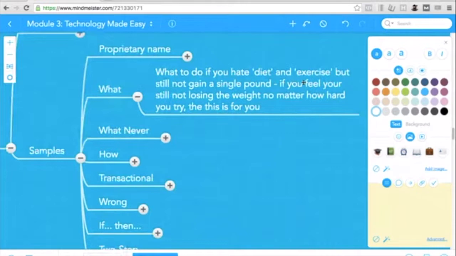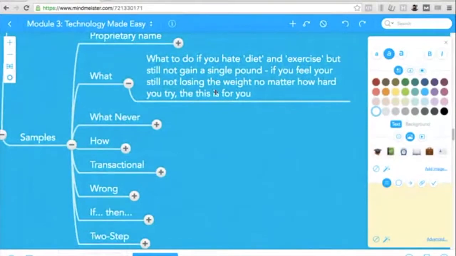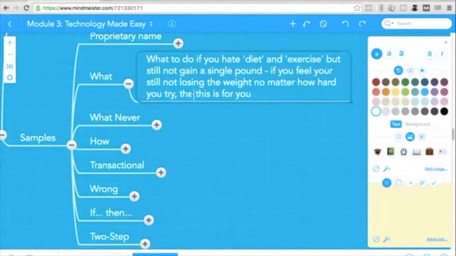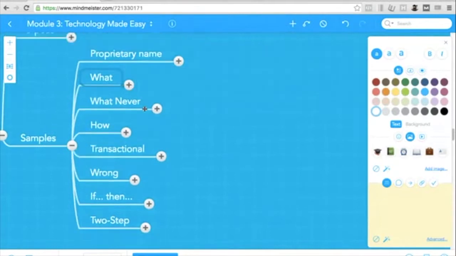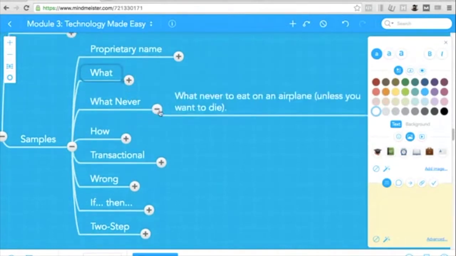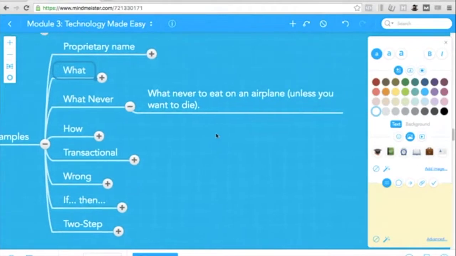What to do if you hate diet and exercise but still not gain a single pound? If you feel you're still not losing weight no matter how hard you try, then this is for you. So kung ikaw yung kausap talaga nito, you really want to read what he has to offer. Then man opposite, what never. What never to eat on an airplane unless you want to die. So medyo morbid siya, but it gets the attention.